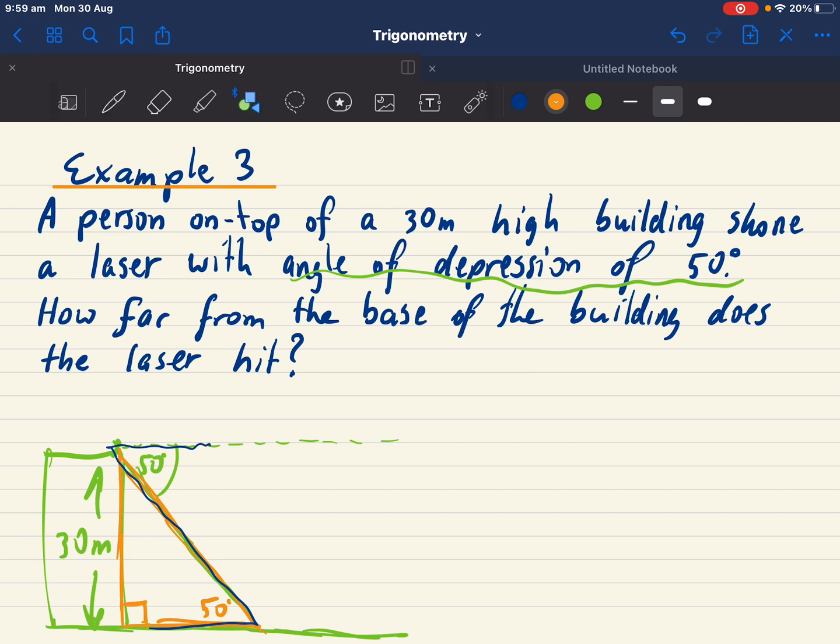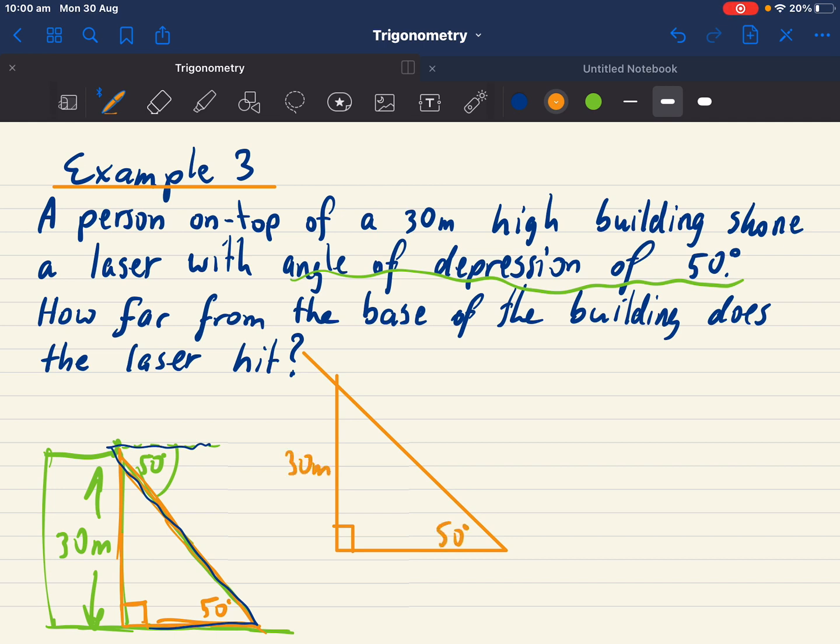I might actually just redraw the triangle away from everything else, just to make it a little bit less confusing. So this is the triangle. That's a 90 degree. We had 50 degrees here. That was 30 meters. And what are we trying to find? How far from the base of the building does the laser hit? So the laser came down and hit the ground here. They're asking us to find this distance. I'm going to call that x.